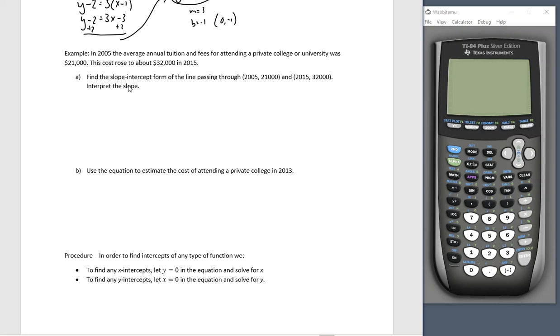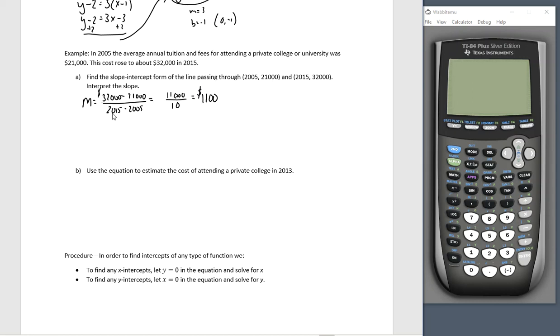And we can see what that means about the slope. So first, find the slope-intercept form of the line. First, slope. 32,000 minus 21,000 over 2015 minus 2005. Many times we'll say let t equal 0 correspond to a certain year, but we don't always scale our x-axes differently. Sometimes we just use the full year as well. 32,000 minus 21,000 is 11,000 over the course of 10 years. When I divide by 10, I get $1,100.